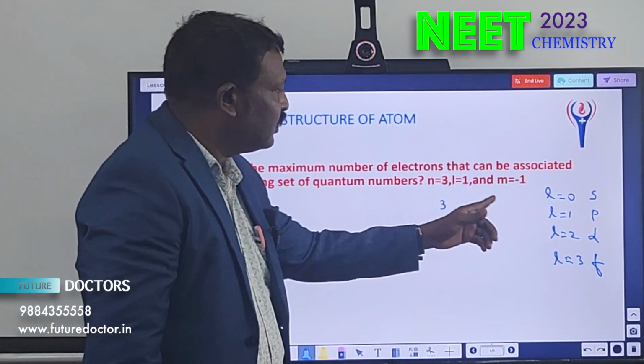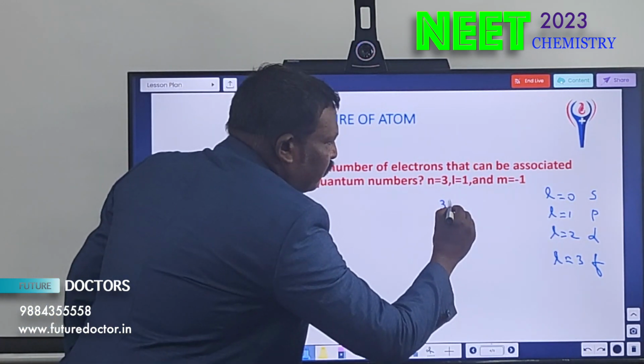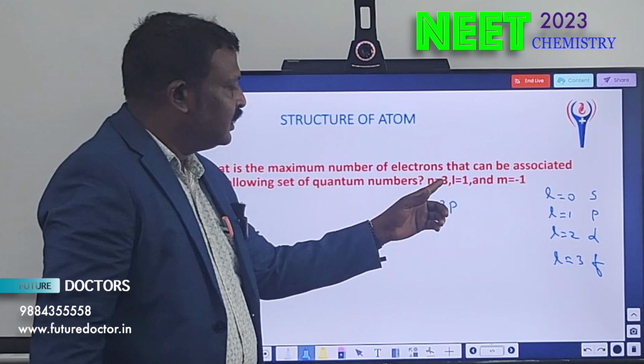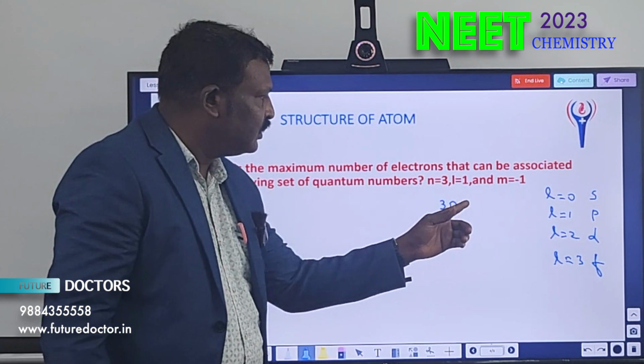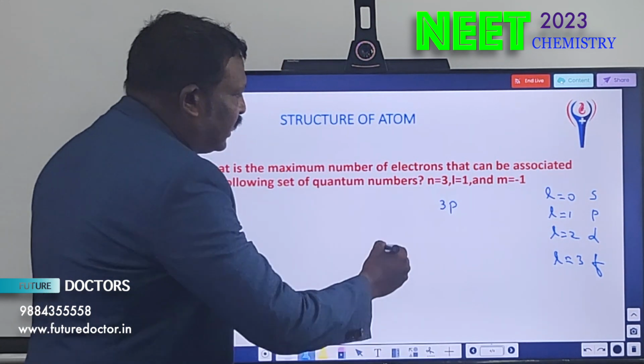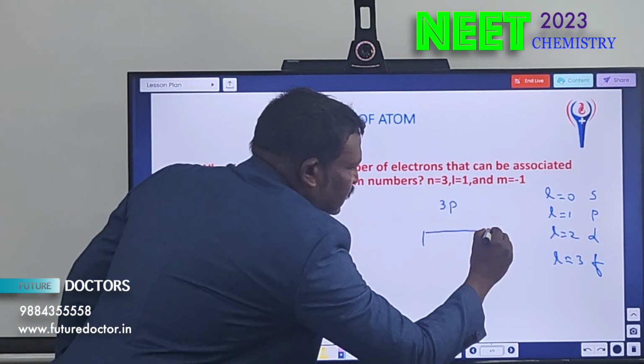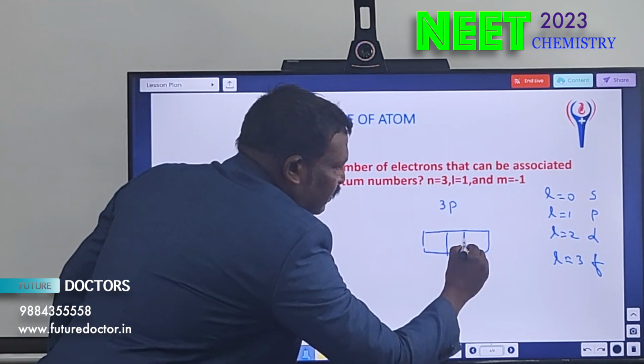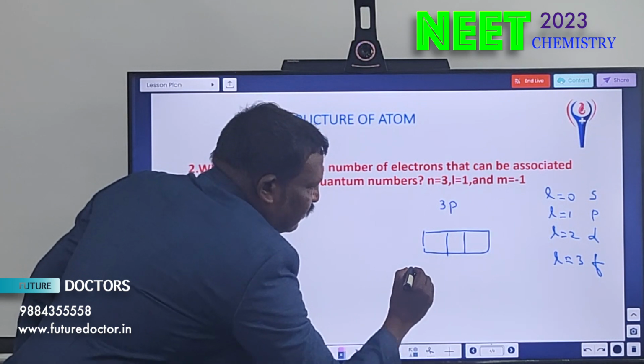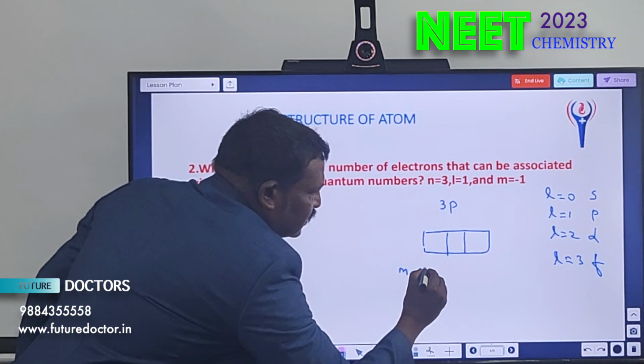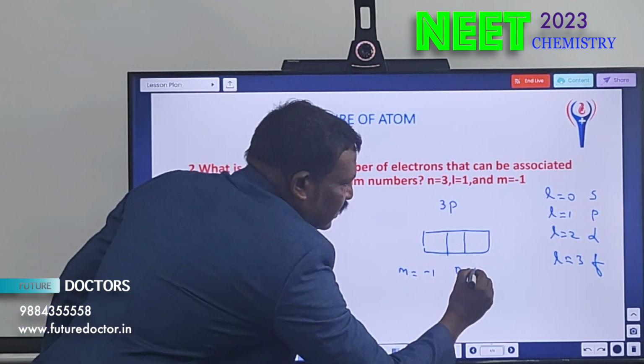So l is equal to 1, immediately we can say p orbital. This is the principal quantum number, this is the azimuthal quantum number. 3p orbitals means there are three kinds of 3p orbitals: 3px, 3py, 3pz. So m is equal to -1, 0, and +1.